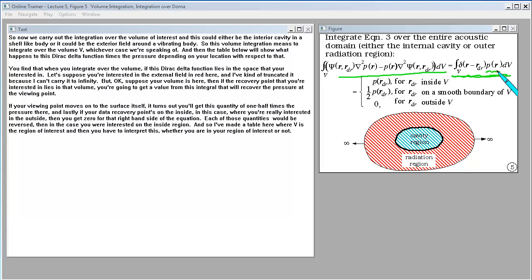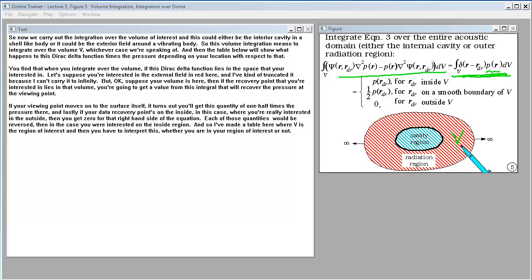You'll find that when you integrate over the volume, if this Dirac delta function lies in the space that you're interested in, let's suppose you're interested in the external field in red here, and I've truncated it because I can't carry it to infinity. But okay, suppose your volume is here. Then if the recovery point that you're interested in lies in that volume, you're going to get a value from this integral that will recover the pressure at the viewing point.